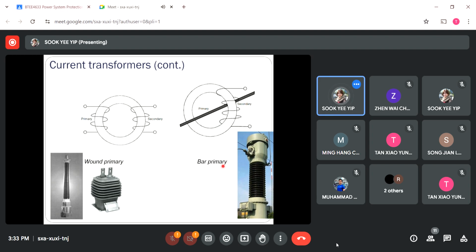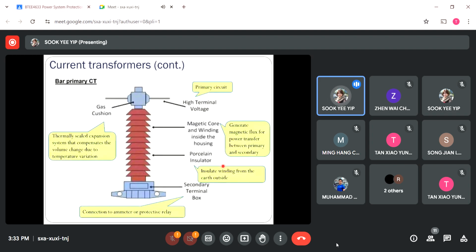Okay, so now let's move on to the next slide. Focus on the bar primary type current transformer. If you check out this image, the highest point is what we have as the high voltage terminal. You can consider this the primary circuit. Here at the center, we have what is known as a gas cushion. This gas cushion is a thermal sealed expansion system that is used to compensate for the volume change due to temperature variation. Typically the inside is filled with nitrogen gas.